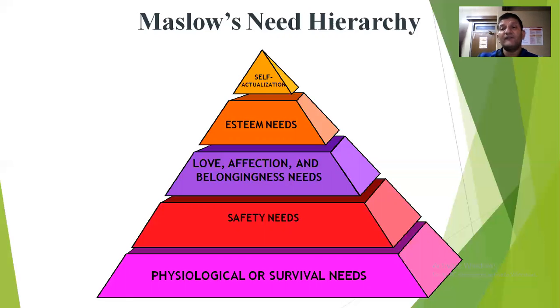But the fifth one, self-actualization, is the part where intrinsic motivation kicks in. Self-actualization: here the individual is trying to actualize himself, actualize his value.